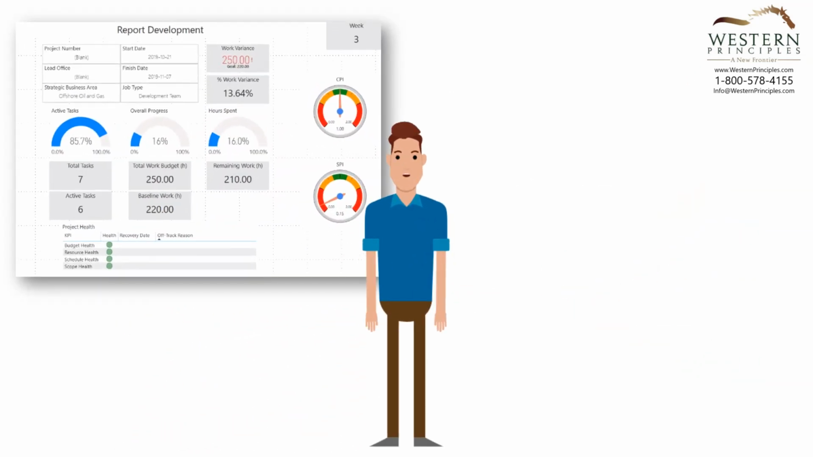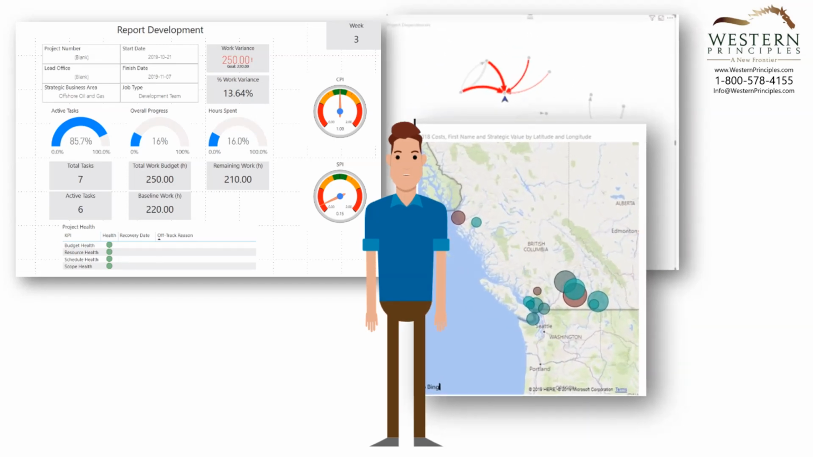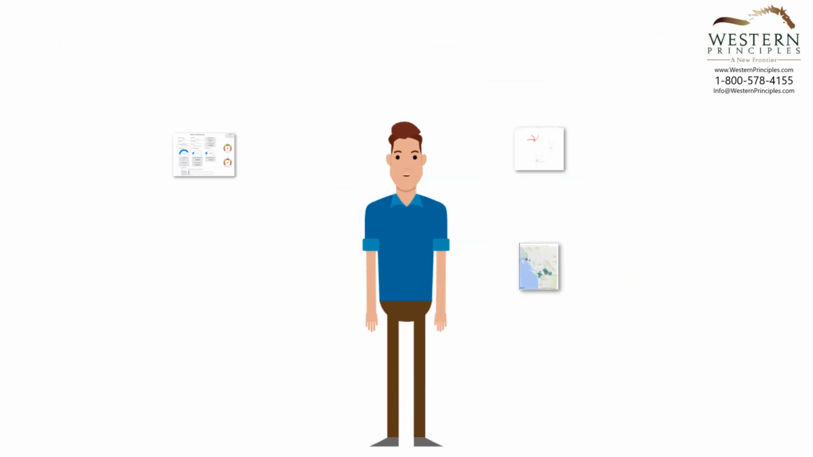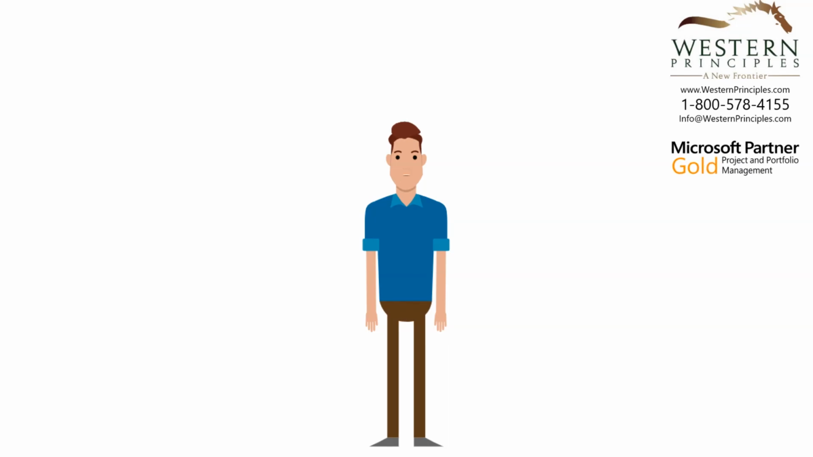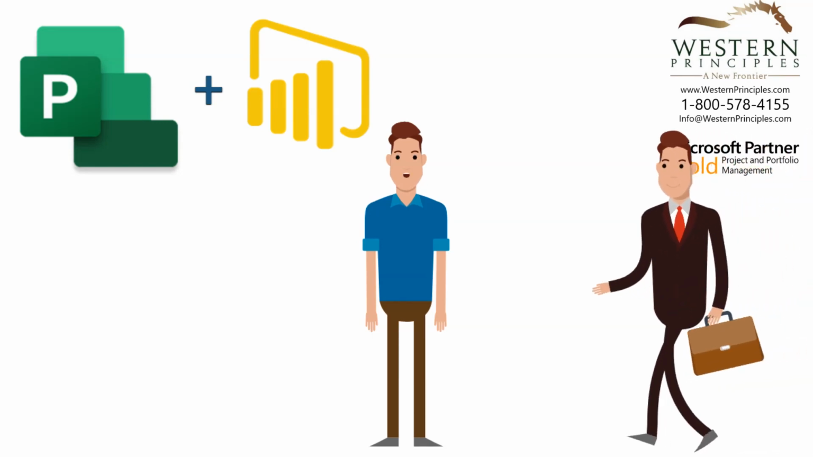You may find that you have other reporting and information needs. Western Principles has deep Power BI skills, and we can help you bring together data from diverse systems or display information in creative ways to help your data tell the full story, and to help you drive business decisions. Western Principles is a Microsoft Gold project and portfolio management partner. We know Microsoft Project and Power BI and can help you with all aspects of your project and portfolio management system, including your reporting and dashboards.